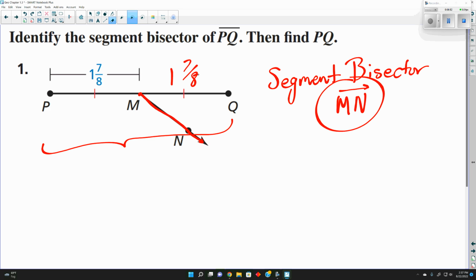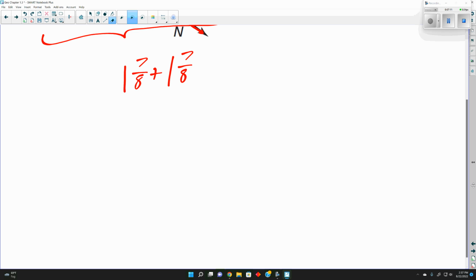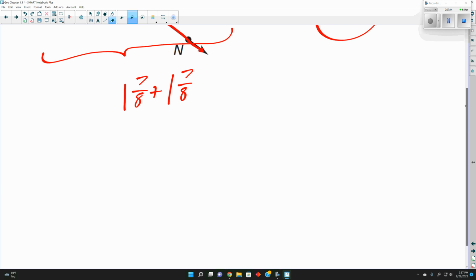So what we're going to do is add 1 and 7/8 plus 1 and 7/8 to each other because we're going to add those two lengths together. Now there's different ways we can do this. One way is we can convert both of those 7/8 to decimals, add them together, and go from there. The second way is, well, we can add the whole numbers together. Well, 1 plus 1 is?